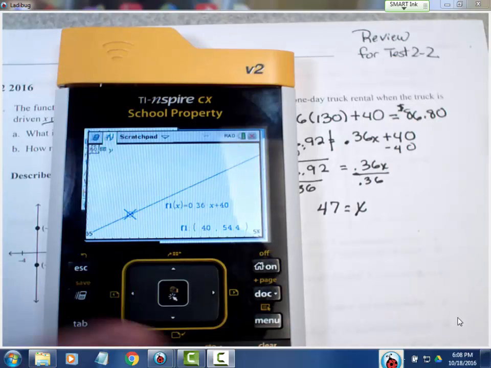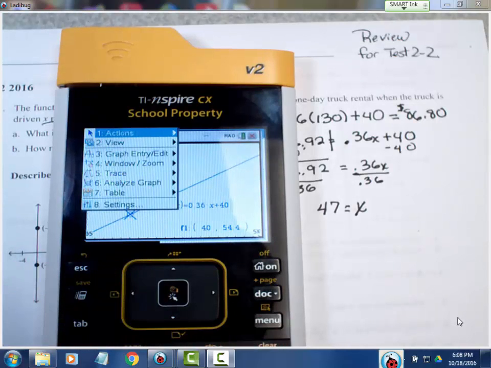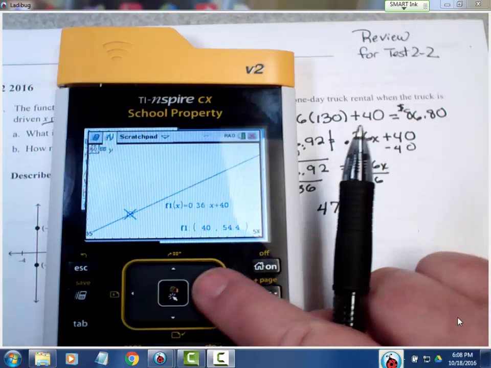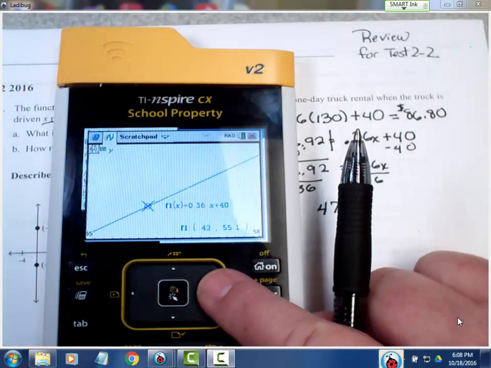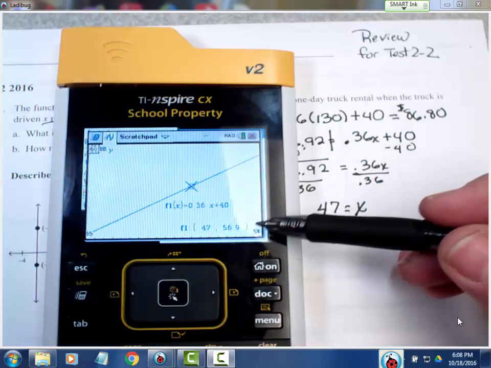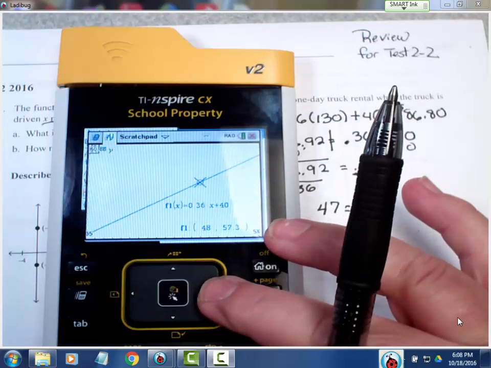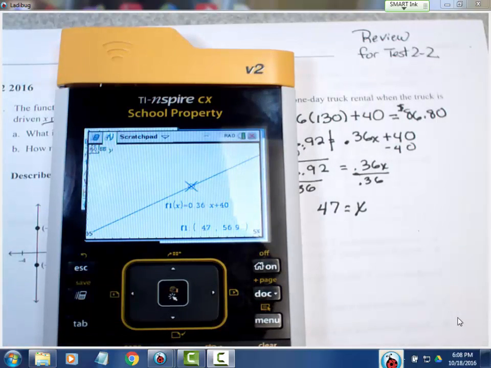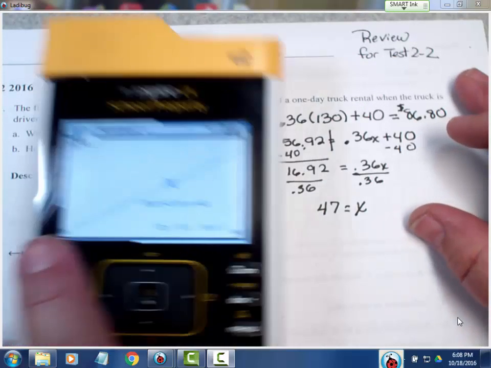So now I'm going to change it back to menu 5 3 and change it back to counting by ones. And as I do that, 54, 55, 56.20, 56.90, and it's only showing to 90, but there's 47, and then 48 goes above that. So you would be able to figure out that it was 47. Okay, so that's a calculator method for solving as well.